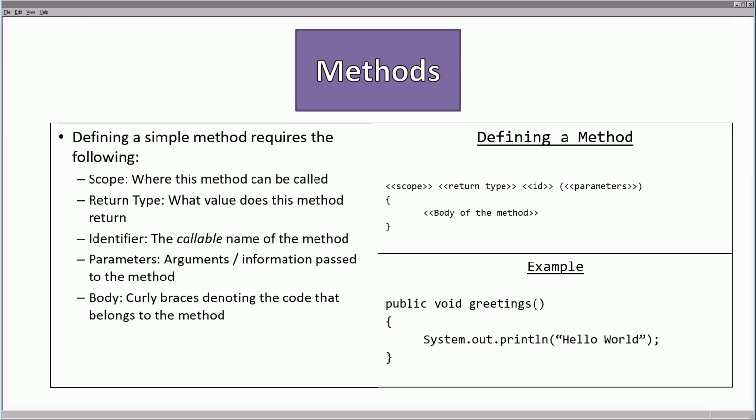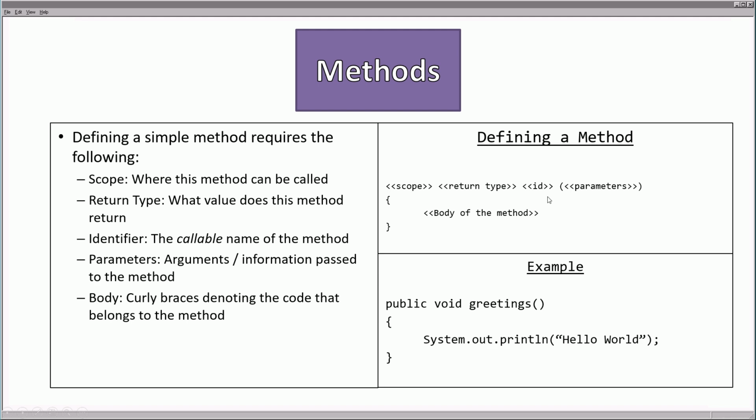Now, this is how we start defining methods, and there are several parts we need to go over in order to best understand how we can start writing our own methods. As you can see right here, this is the general formula, and now let's discuss each one of the parts. The first element is called the scope. The scope is where the method can be called. Next, that has a following return type. What value does this method return?